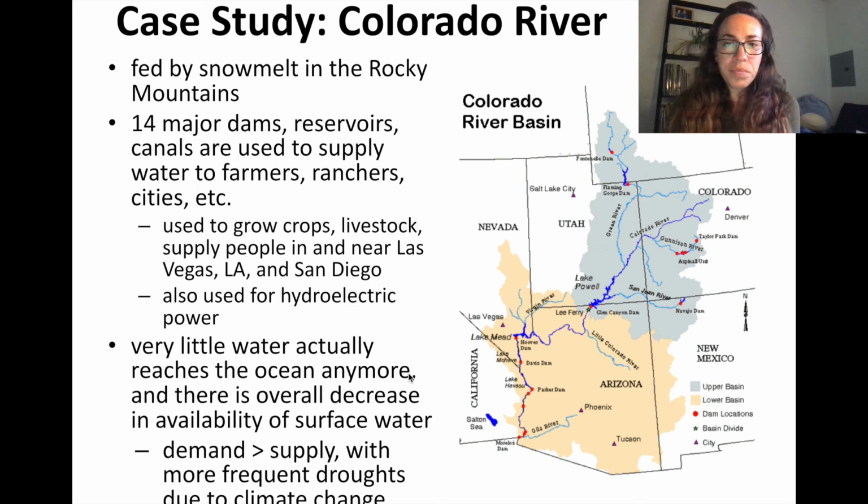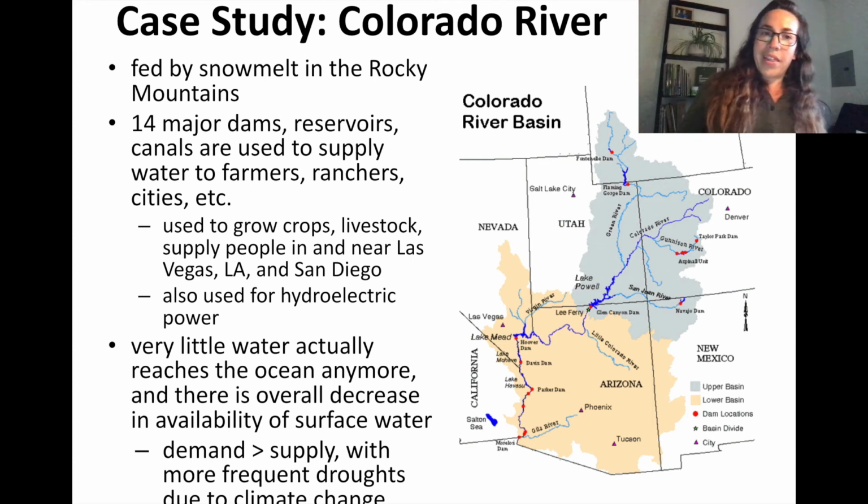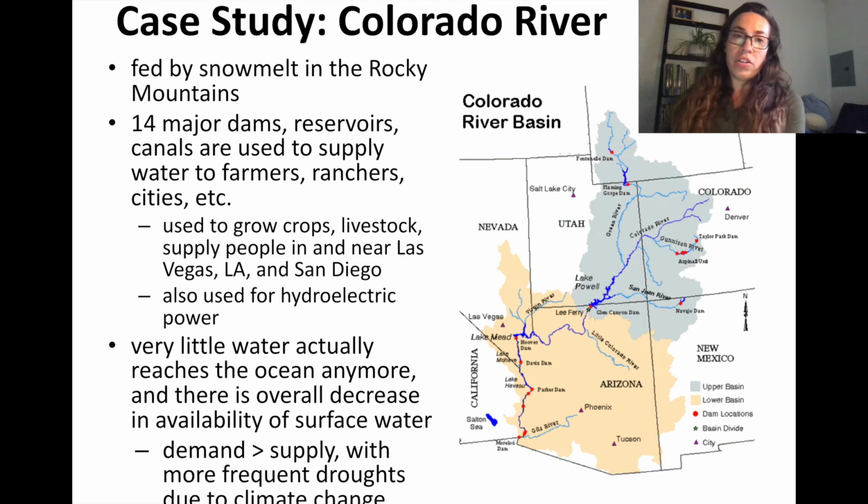And this has happened in the southwestern United States along the Colorado River, which should be fed by snowmelt from the Rockies. But we have dammed that river so significantly and used that water for a lot of purposes that very little water actually reaches the ocean anymore. And there is an overall decrease in the amount of available water, especially in the lower basin.